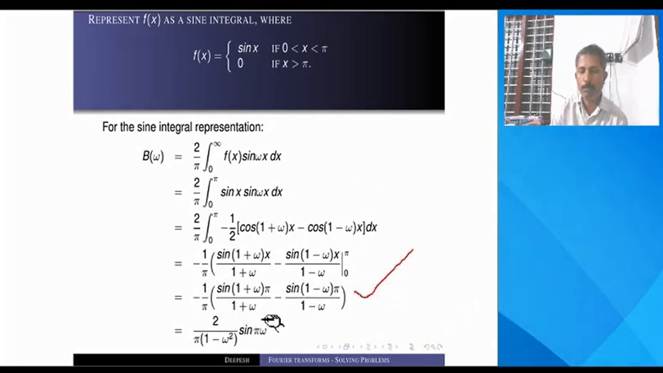And if you want to simplify it, you can take an LCM of these 2. So the LCM will be 1 plus omega into 1 minus omega, which is 1 minus omega square, and while multiplying 1 minus omega to this term and 1 plus omega to this term and simplifying, you will get 2 sin pi omega on the numerator. That's because sin pi is 0, and here also sin pi will become 0. So sin omega pi is not equal to 0 because omega is not an integer. That's why sin omega pi need not be 0.